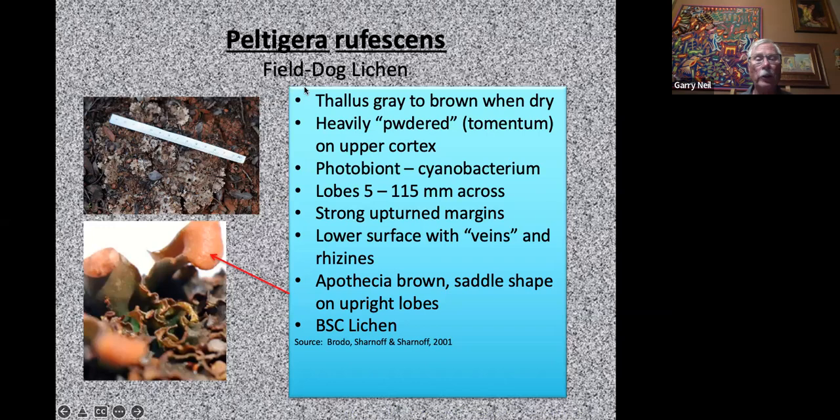All right, then Peltigera is another neat lichen you might see on the trail. It's called the dog lichen. Its reproductive structures are on the edge. They look like tiny little saddles, and they're brown. It's a foliose lichen, and it gets fairly large, as you can tell with this centimeter ruler.